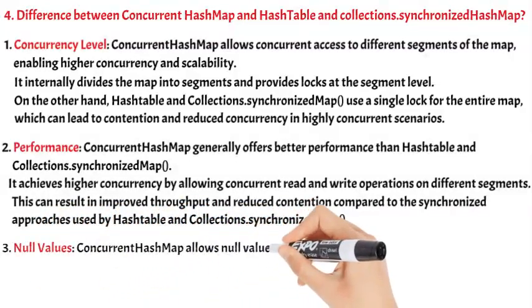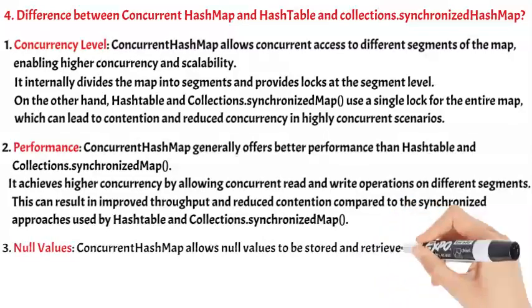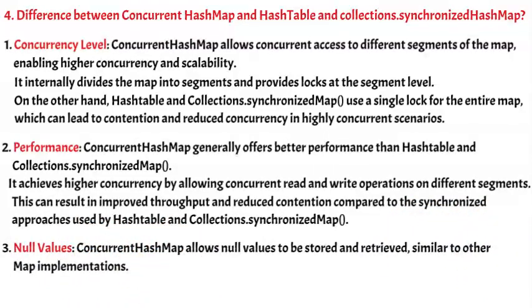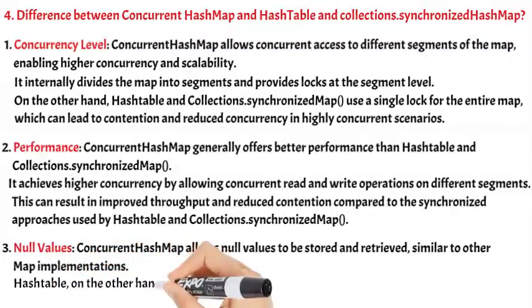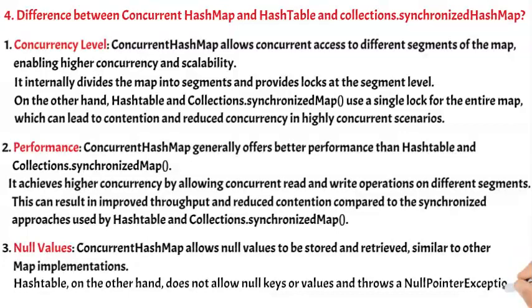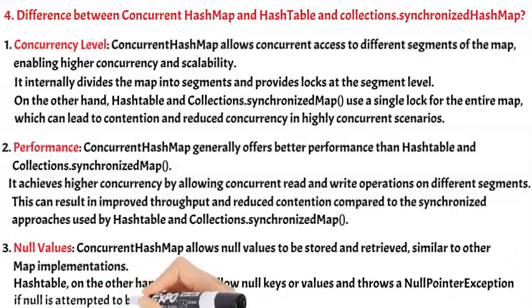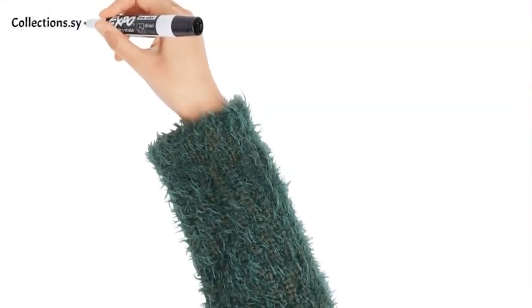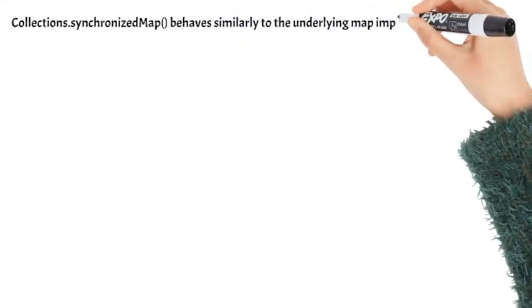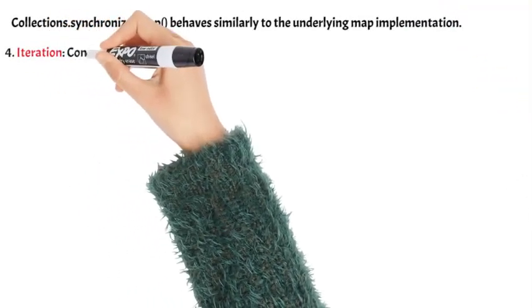3. Null values. ConcurrentHashMap allows null values to be stored and retrieved, similar to other map implementations. Hashtable, on the other hand, does not allow null keys or values and throws a NullPointerException if null is attempted to be inserted. Collections.synchronizedMap behaves similarly to the underlying map implementation.